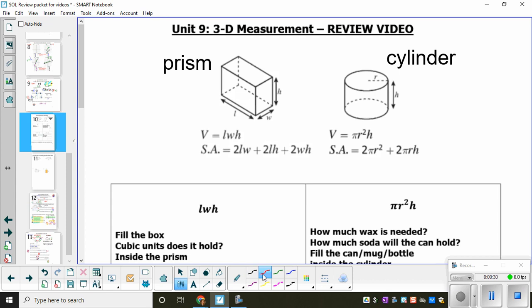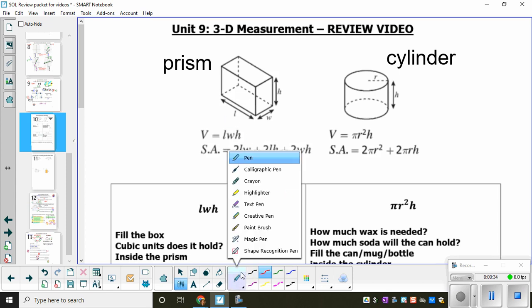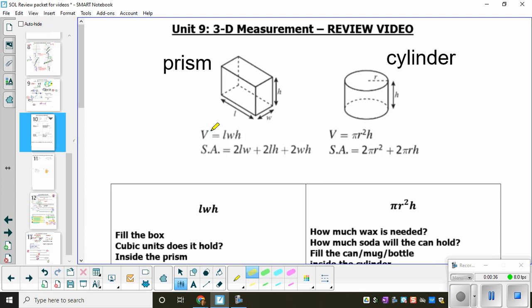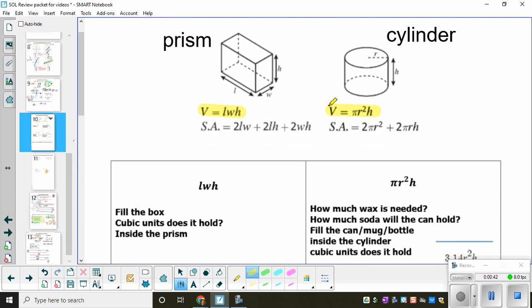Now, there were four formulas that we learned this school year, and first I'm going to talk about the volume formulas. I'm going to talk about how to fill up this box, and I'm going to talk about how to fill up this cylinder. So some key words here that I wanted to just review with you. You might straight up see fill the box.